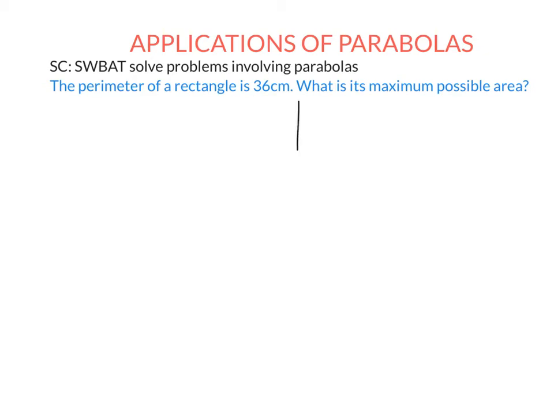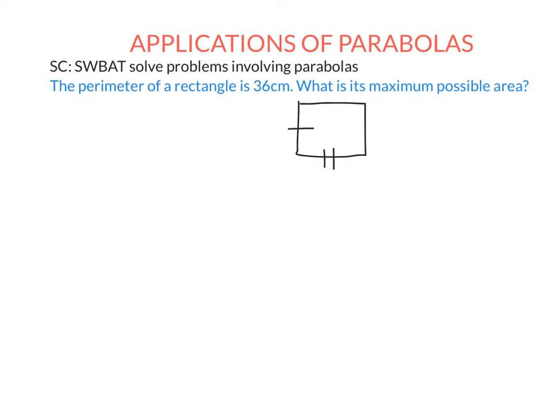So we have a rectangle here, and we're told its perimeter is 36. So the distance around the outside is 36. That means that this side and this side, the length and the width, must add up to 18. These two add to 18, plus 18 more gives you 36. So the width and the length add to 18.